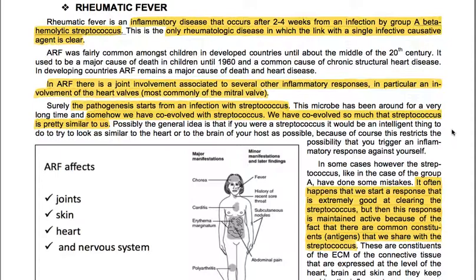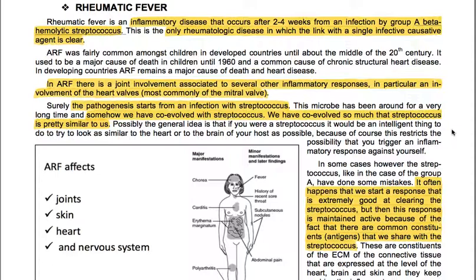It was fairly common amongst children in developed countries until the middle of the 20th century. It used to be a major cause of death in children until 1960 and a common cause of chronic structural heart disease. In developing countries, rheumatic fever remains a major cause of death and heart disease. In rheumatic fever, there is a joint involvement associated to several other inflammatory responses, in particular an involvement of the heart valves, most commonly the mitral valve.